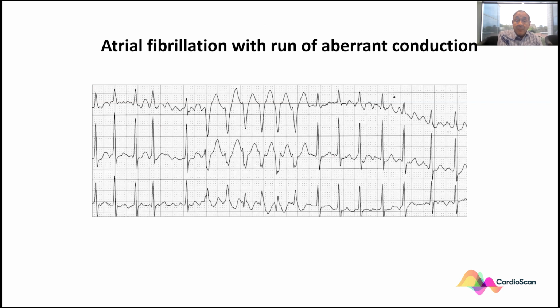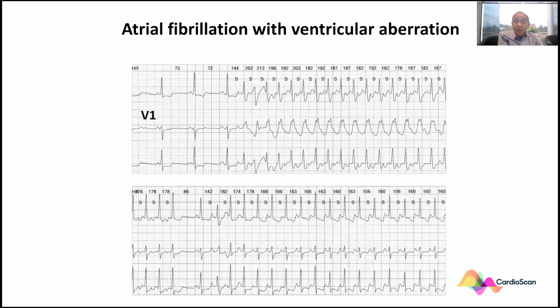Here is another example of atrial fibrillation with a run of aberrant conduction. And another one here where you can see the onset of atrial fibrillation is very rapid to begin with. And then as it gradually slows on the bottom line, one can see that the QRS now becomes narrower. So this is a classic presentation of ventricular aberration and should not be misinterpreted as ventricular tachycardia.